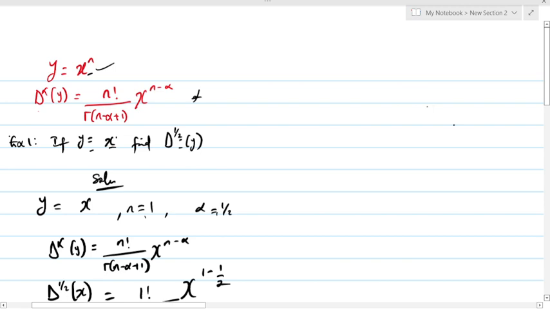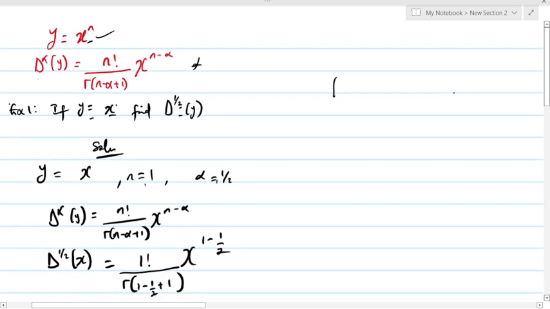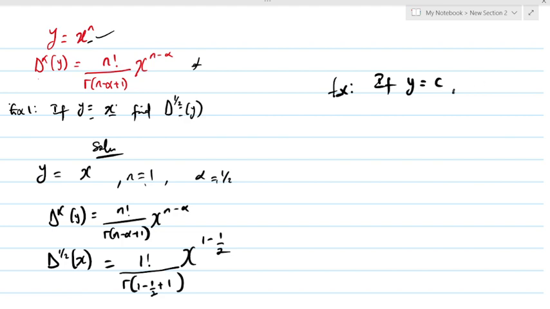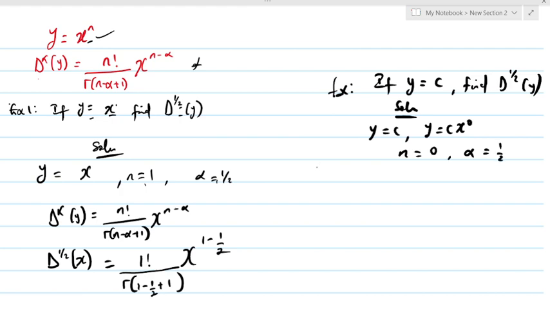So another example I want us to solve is the constant. If y equals a constant, I know if you find dy/dx, that will be 0, but let's see what the fractional derivative will give us. So here we know that y equals c, and we can also write it as y equals c times x raised to the power 0. So that means our n here, the order of x, is 0, and our alpha here is half.